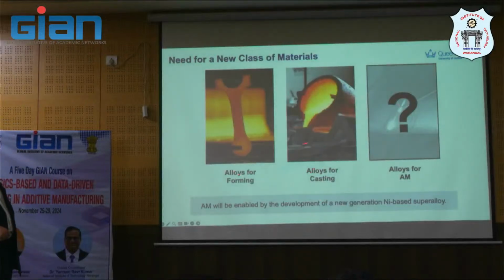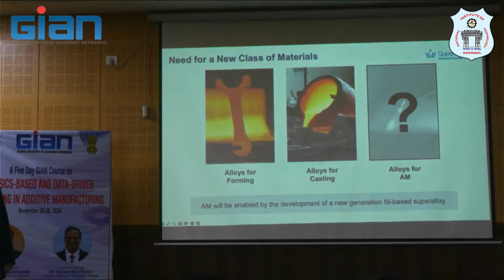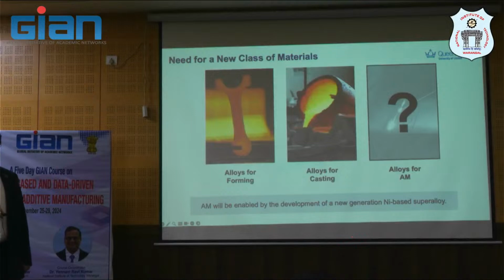This is a bit of repetition from a previous slide, but it is the underlying thought: we hypothesize that we need a new class of material for the new processing approach. Every time we have a new process like forming, casting, or additive manufacturing, the question is whether we can use the same material. We said AM will be enabled by the development of new generation materials. In this case, we're interested in nickel-based superalloy.